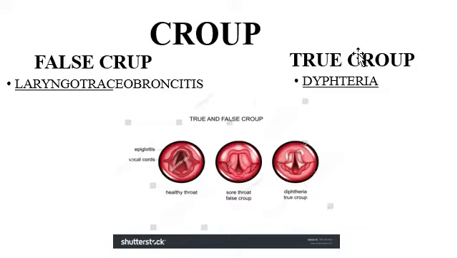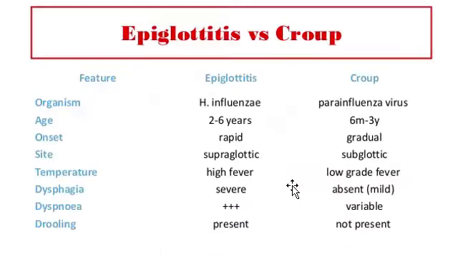What is the croup? It may be classified as false croup, which we call laryngotracheobronchitis, and true croup. True croup is equivalent to diphtheria. Here we can see the healthy throat, the sore throat with the false croup, and the view of the diphtheria, and we call this the true croup.